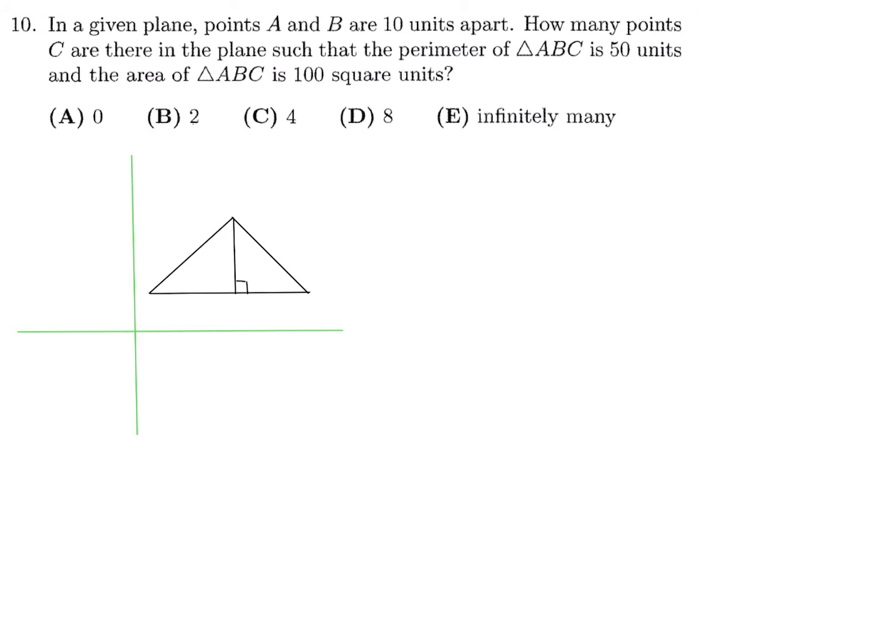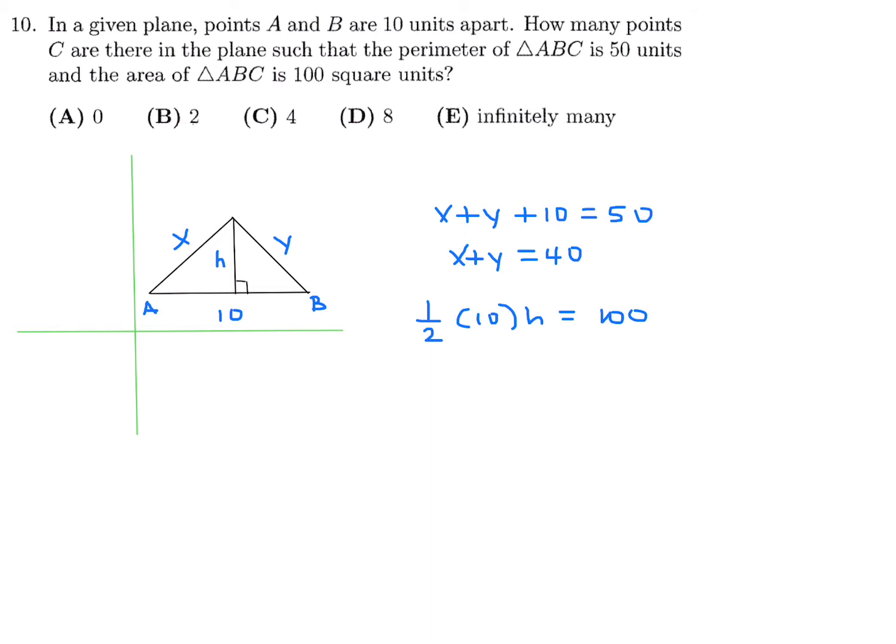And we are told that A and B are 10 units apart, so this is going to be 10. And then this side I'll just call x and this side y. So the perimeter is 50, so x plus y plus 10 is equal to 50. So that means x plus y is equal to 40. And then I'll call this height h, and therefore the area, 1/2 base times height, which is 1/2 times 10 times h, is equal to 100. So that means 5h is 100, and therefore h is 20.